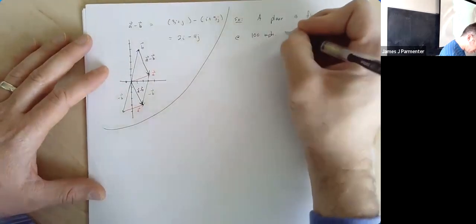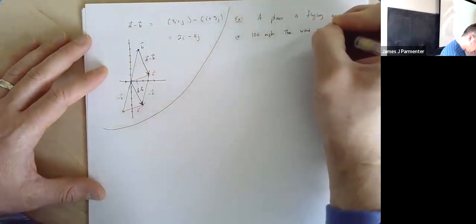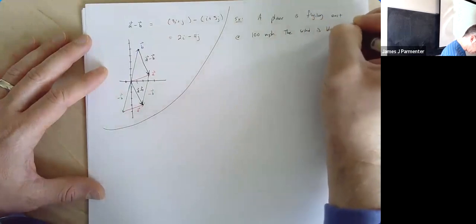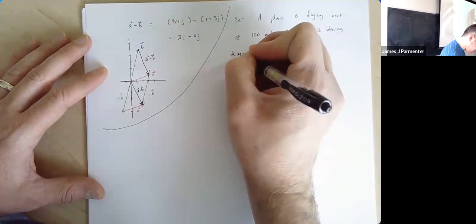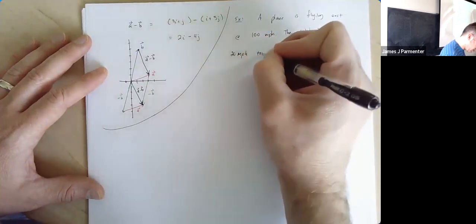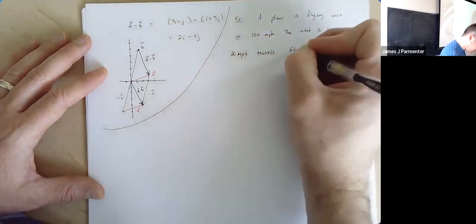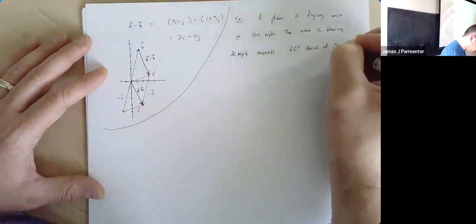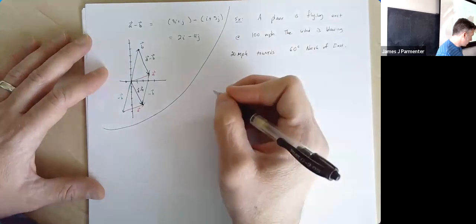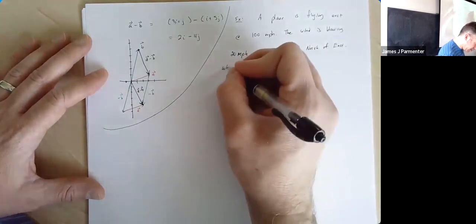And the wind is blowing 20 miles per hour towards 60 degrees north of east. What is the resulting speed of the plane?